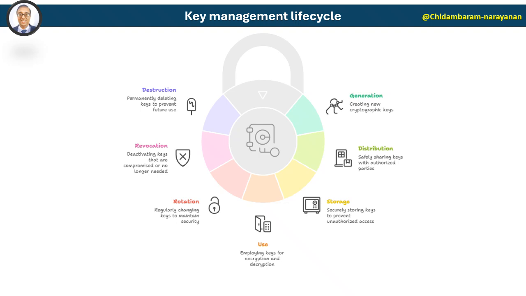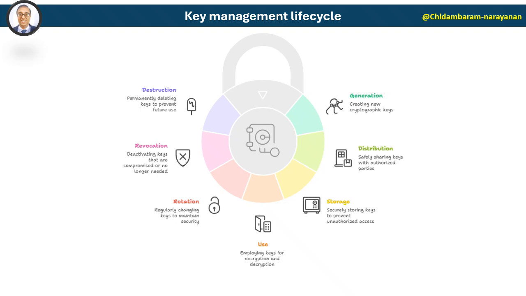Okay, let's talk about key management lifecycle. You can have the strongest encryption algorithm in the world, like AES 256, RSA 4096, but if you manage your keys poorly, all that security will collapse. So what is the key management lifecycle? There are major phases: generation, distribution, storage, rotation or renewal, and finally destruction or revocation.